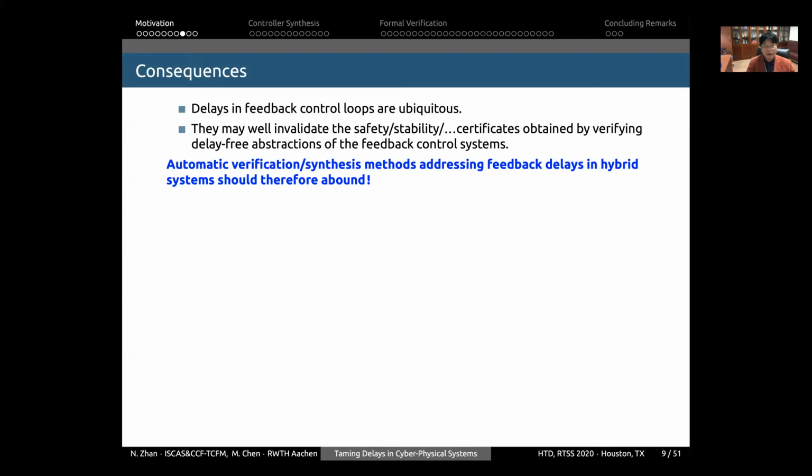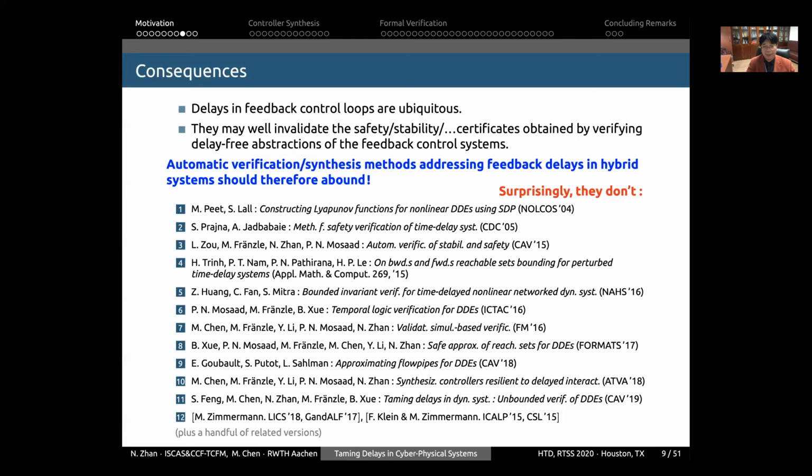So automatic verification and synthesis methods addressing feedback delays in hybrid systems should therefore be abundant. But unfortunately, surprisingly, they are not in computer science. Just in recent years, some first attempts have been made. We just know a few of them, listed here.